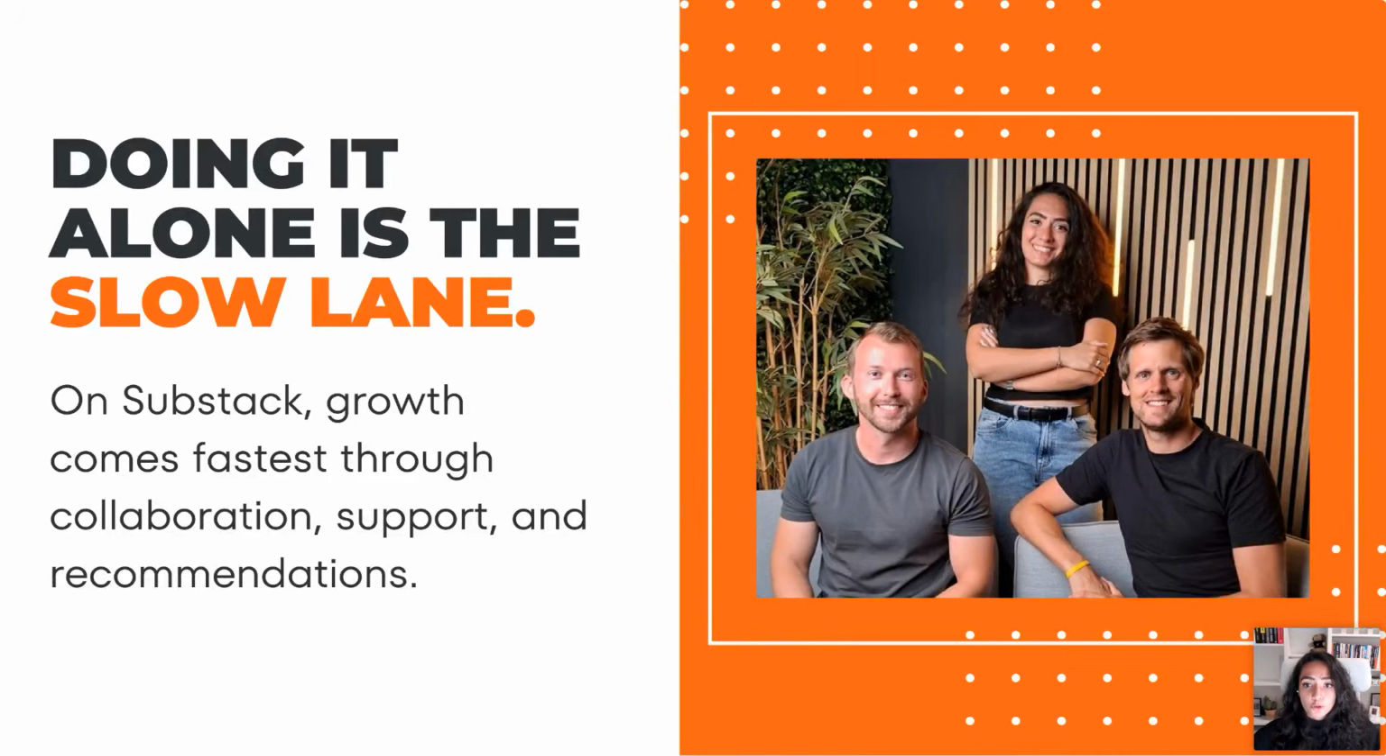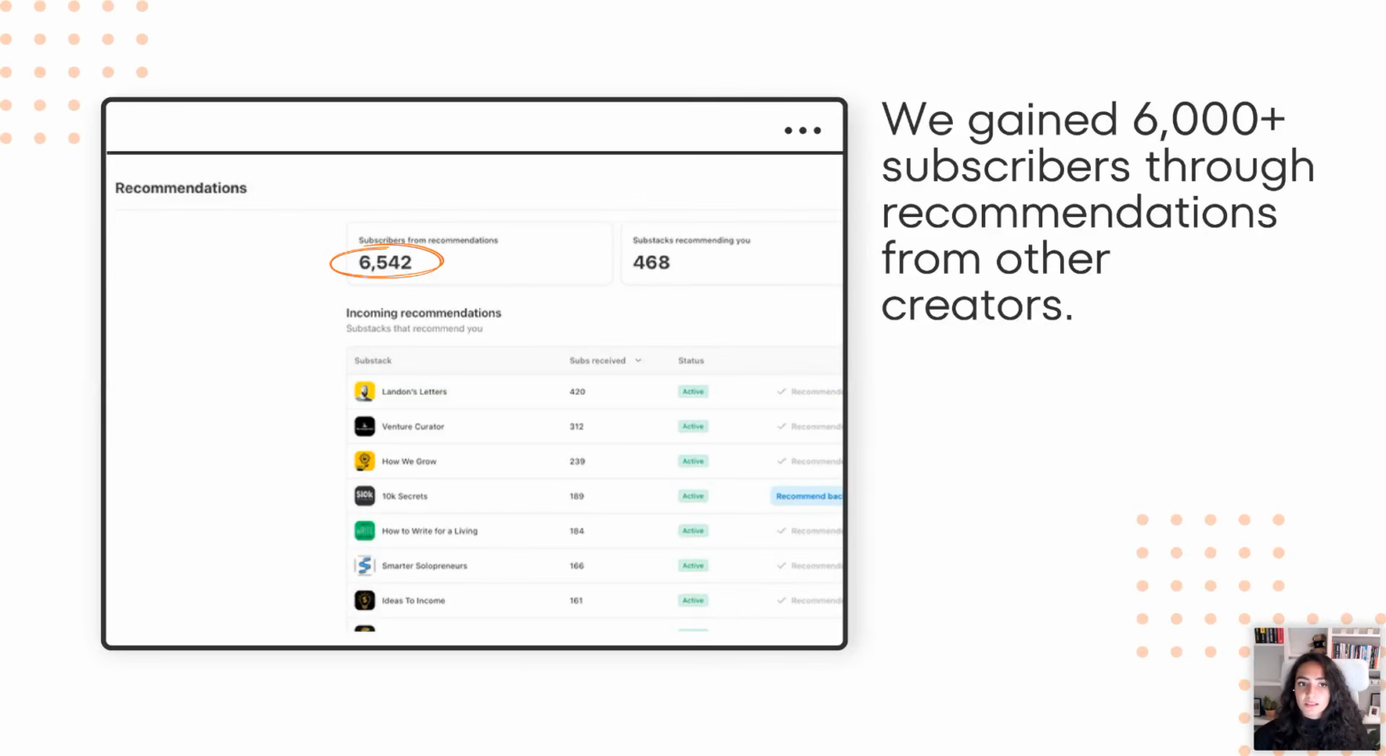On Substack, growth comes fastest through collaboration, support, and recommendations. And this is why I said in the beginning, we didn't grow our audience through viral content or weird growth hacks, because a massive part of our growth has actually come through collaborations and different Substack features. Recommendations, for example. On Substack, you can recommend creators and they can recommend you back. So in our case, we have gained more than 6,000 subscribers just through recommendations.